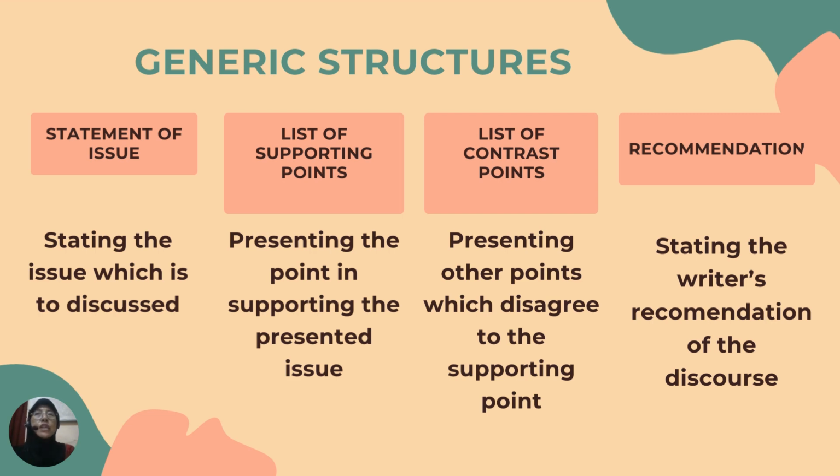So to make it easy to understand, the first part of the generic structure is the issue, then second, arguments for, or those that agree with the statement of the issue, and then the third is arguments against, disagreeing with the issue, then the last, recommendation. Usually this comes from the writer to give some recommendations about the statement of the issue.